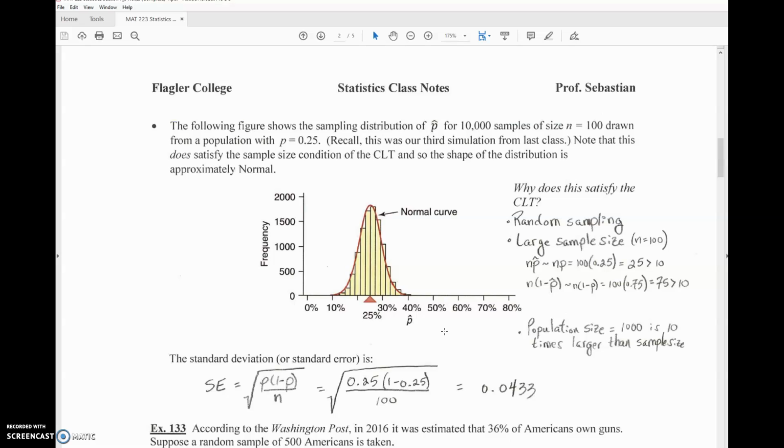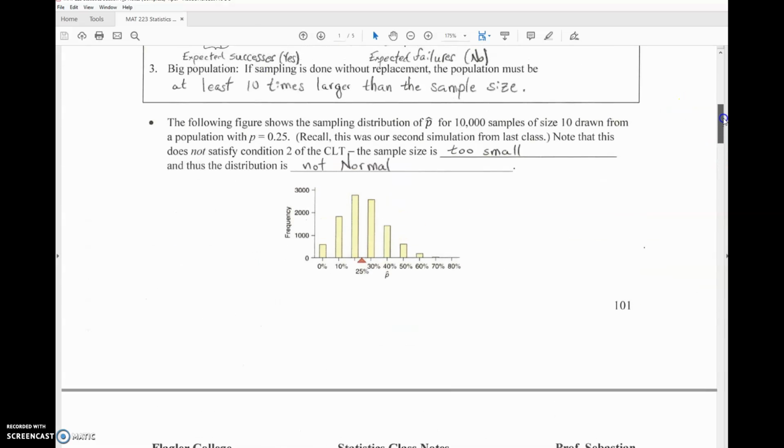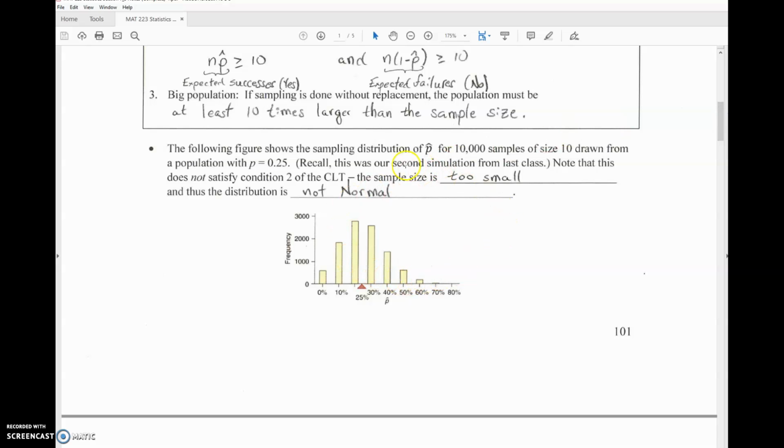Just to remind you, we were walking through what the central limit theorem for the sampling distribution of p hat tells us, or the central limit theorem for population proportions is typically what it is, but it tells us about the sampling distribution of p hat. And on the previous page, on page 101, I was showing you how the reason we didn't get a nice unimodal symmetric distribution when we had our second simulation, where I had 10,000 samples of size 10, was because the sample size was too small.